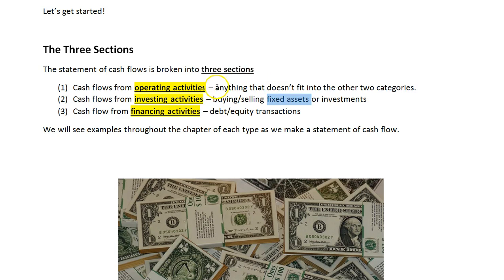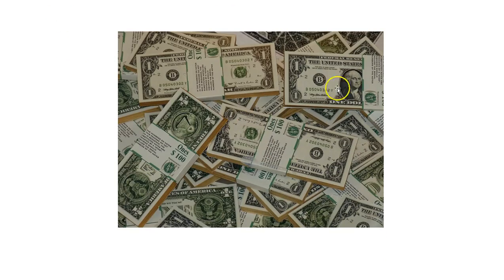All right, everything else will go then in the operating section. So the operating section has all the day-to-day type operations of a business. So selling products, buying inventory, all those type of day-to-day cash transactions. But it's easier to define financing as debt and equity, investing as buying and selling fixed assets, then operating will be everything else.